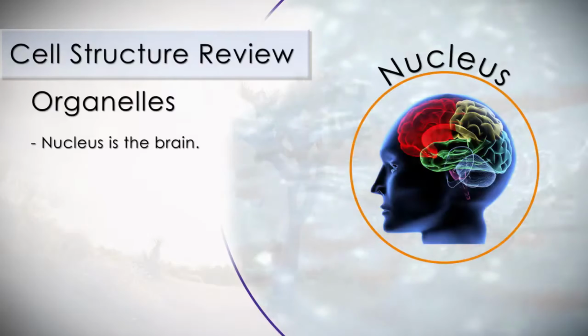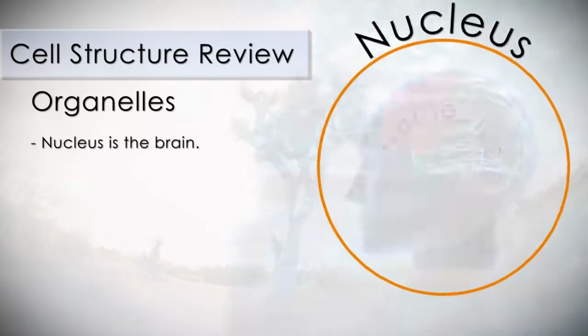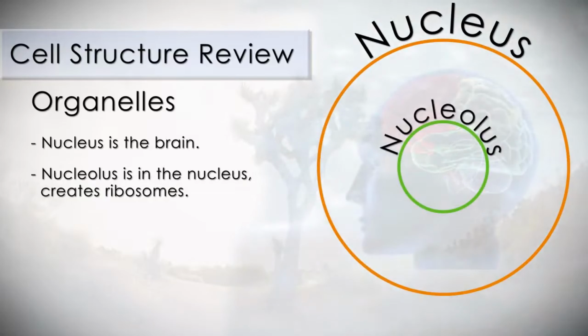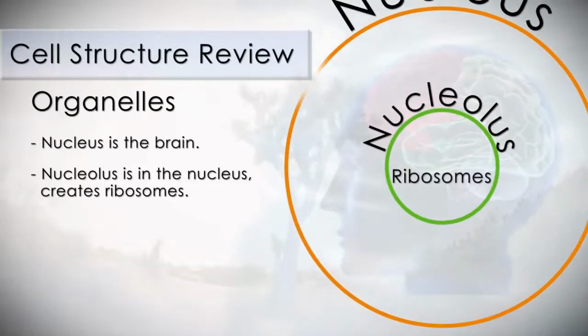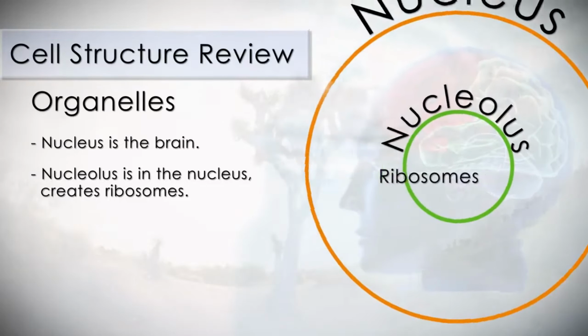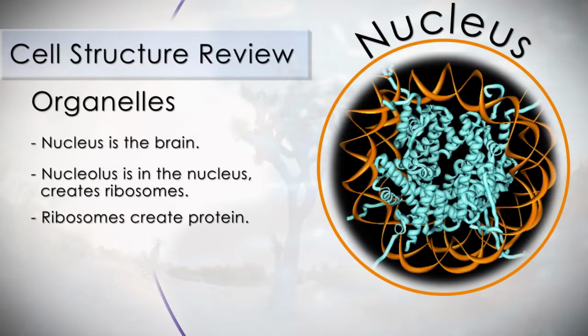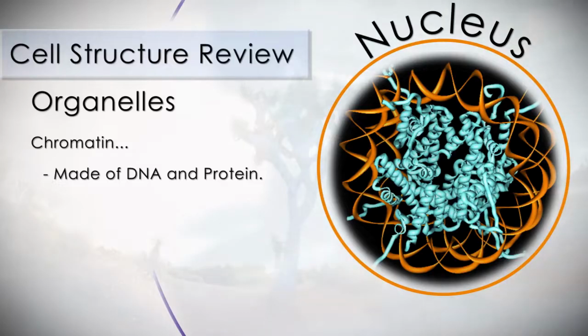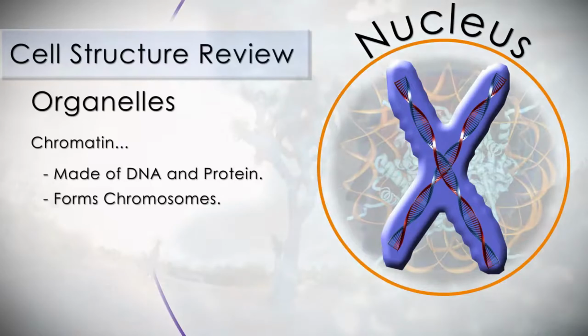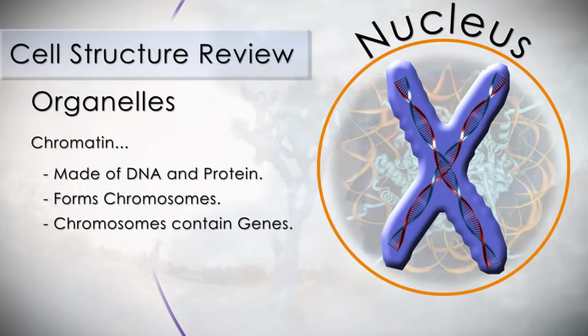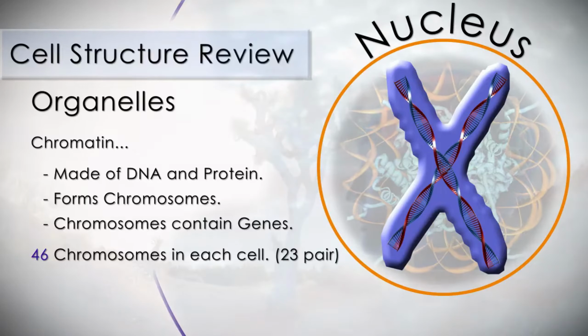The nucleus is the brain of the cell. The nucleolus is located within the nucleus and creates ribosomes. Ribosomes move from the nucleus to the cytoplasm, where they serve as sites for protein synthesis. Chromatin is a thread of DNA and protein, which together come to form chromosomes, which contain the genes. There are 46 total chromosomes in each human cell.